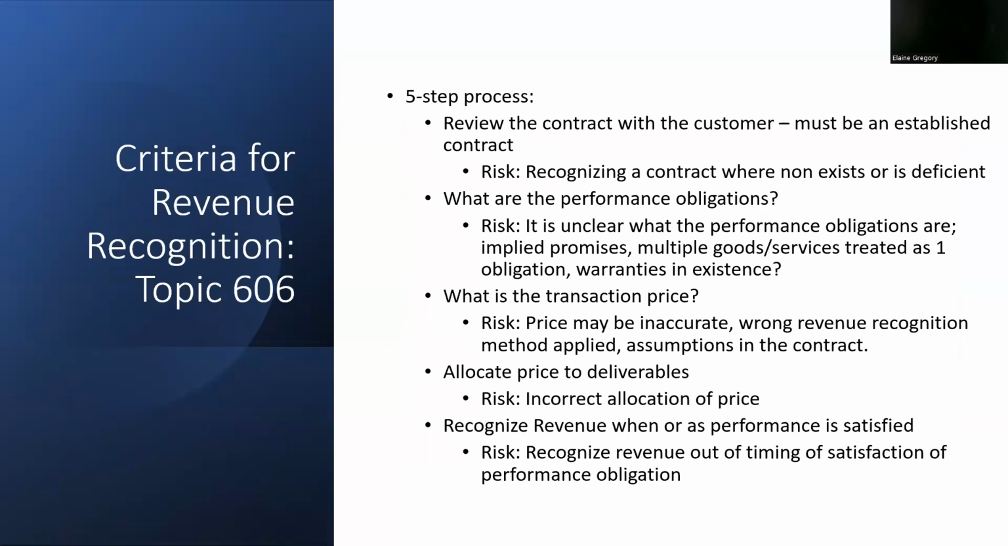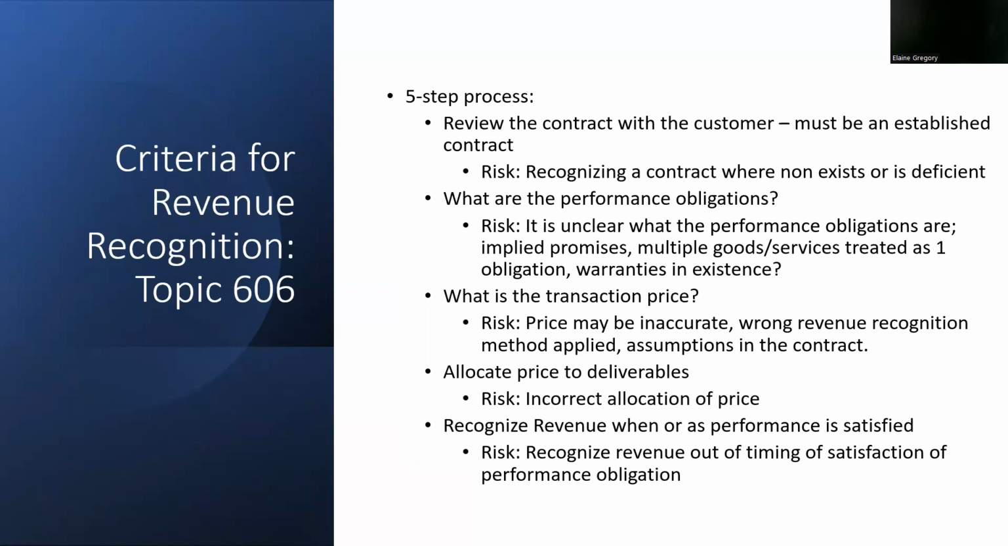Now let's go over that 5-step process again really quickly. Review the contract with the customer. It must be an established contract. This is new for some companies that didn't have established contracts, so they have to go back and probably rewrite contracts with their customers. What is the risk? The risk is recognizing a contract in the system, perhaps in the sales, where it doesn't exist or is deficient. There has to be an established contract.